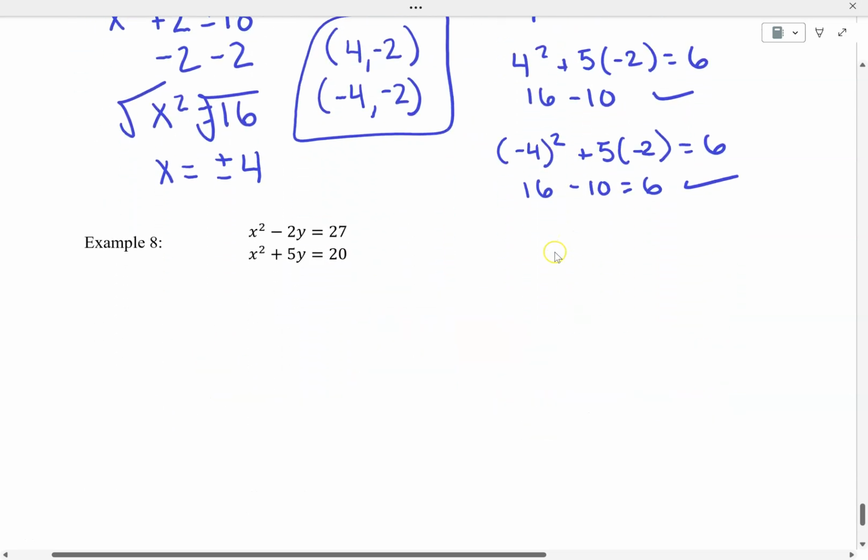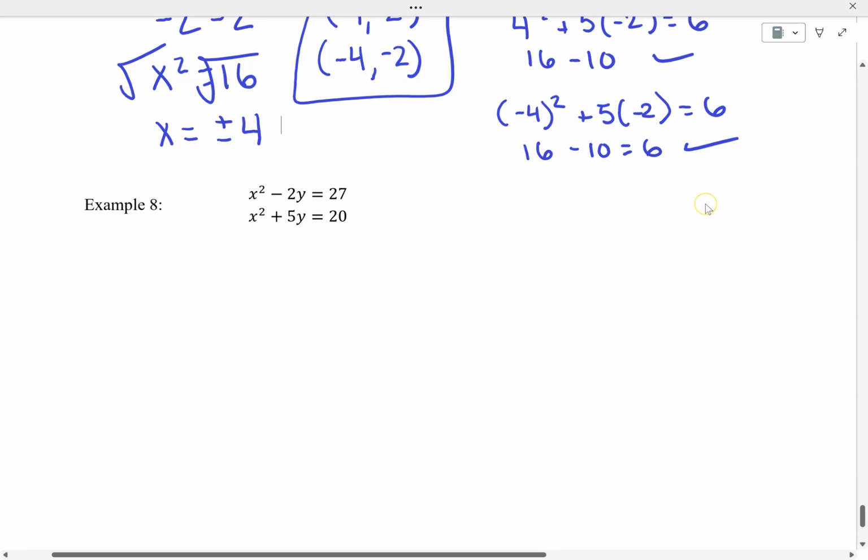And again, you guys, we got one more. If you would like to try to pause the video, go for it. It's up to you. Just evaluate what you got. If you want to get rid of the y's, go for it. It's a 2 and a 5. What number does 2 and 5 have in common? It's a 10. Multiply the top one by a 5, multiply the bottom one by a 2. However, the easiest thing to do is to get rid of those x squareds.